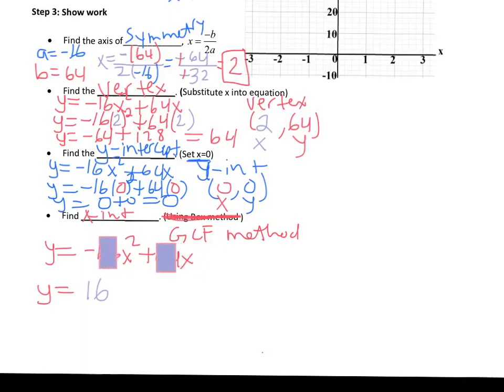Now I'm going to ask myself, what do the variables have in common? The first term has an x squared. The second term just has 1x. So the thing they have in common is just 1 of the x. So I'm going to pull 1 of the x out.